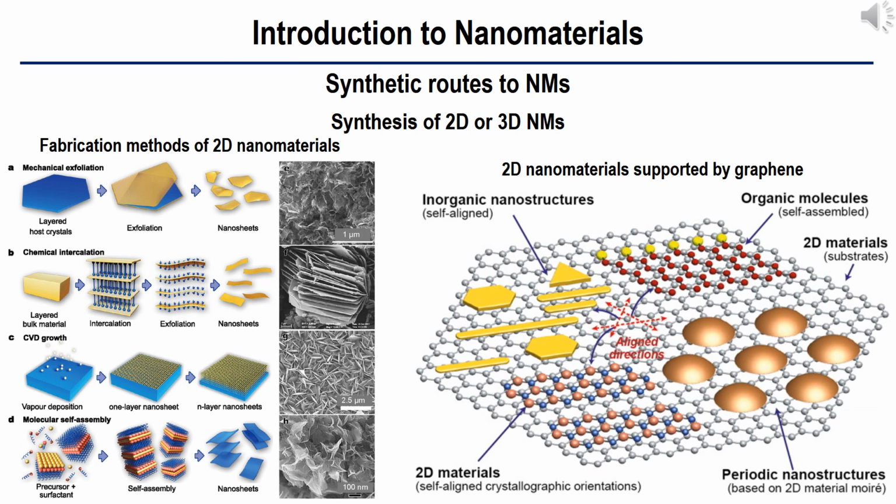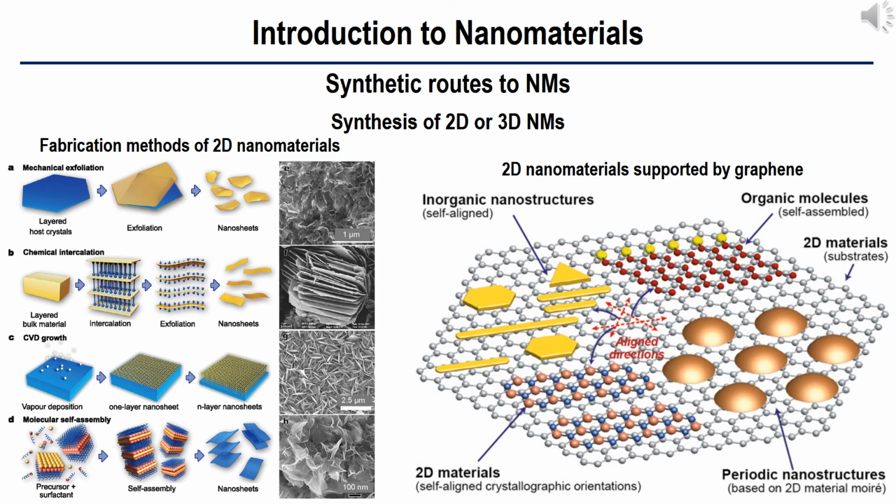It is also possible to prepare nanomaterials via various synthetic ways. For example, in the case of nanosheets or nanoplatelets, we can use mechanical exfoliation. Actually, this method is popular for the preparation of graphene too. By using chemical intercalation, it is also possible to obtain 2D nanomaterials such as MXene. By using CVD, nanosheets can be grown on a catalytic substrate such as a gold-coated silicon wafer. Finally, using molecular self-assembly, various shapes of nanomaterials can be prepared.